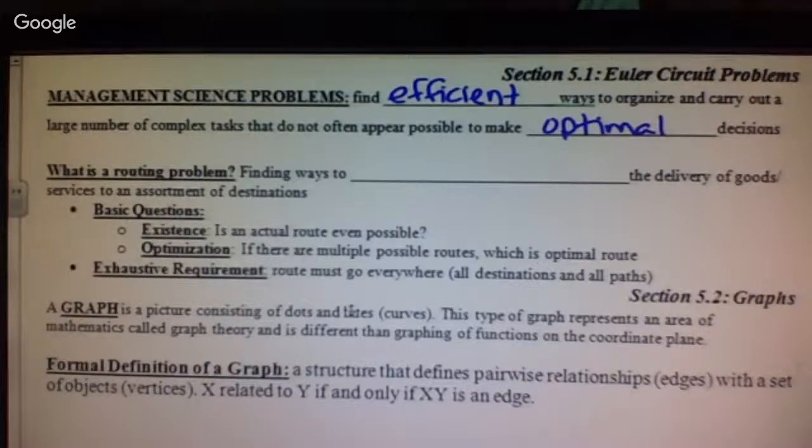Okay. So basically in this chapter, we're going to figure out ways to route things. We are going to find ways to route or send the delivery of goods, services to an assortment of destinations. So we're going to do what the UPS driver does. We're going to do what the garbage man does. We're going to do what the mailman does.